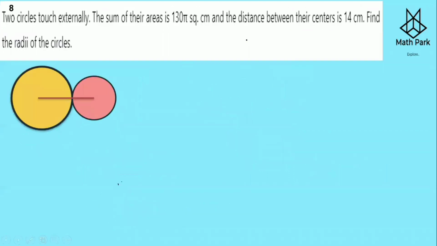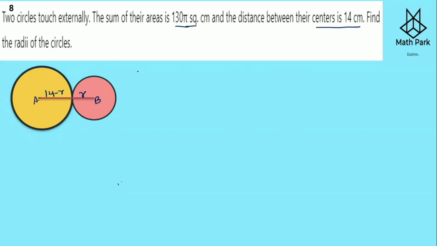Got it? Question number 8. Two circles touch externally. We have solved these questions. Many such questions came in the previous exercise also. The sum of the areas is given as 130 pi square centimeter and the distance between their centers is 14. So if I take the radius of the smaller circle as r, the radius of the bigger circle becomes 14 minus r, because the distance between their centers, let us take the centers as A and B, is given as 14.